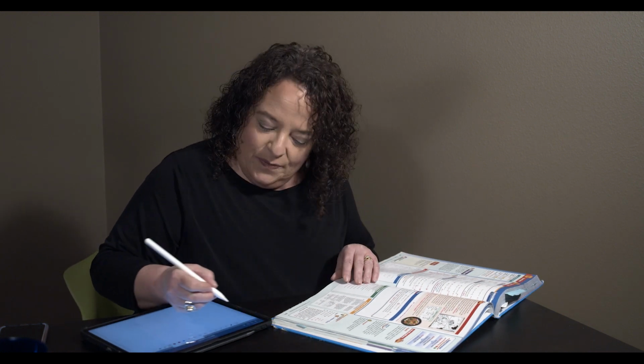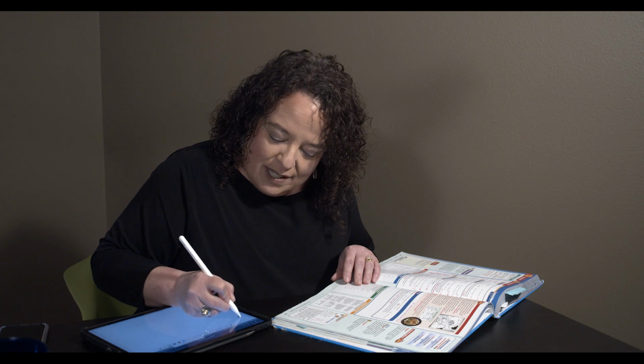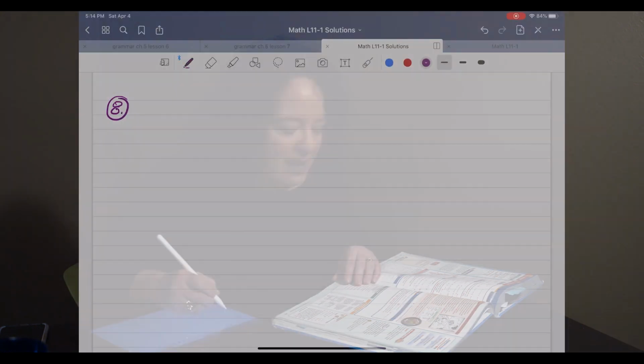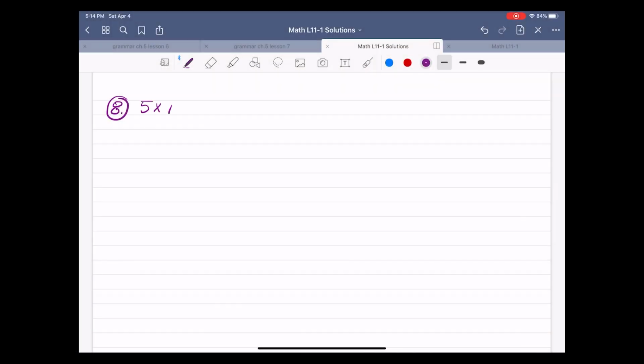Number 8. This was part of your first number for your assignment yesterday, and it is 5x plus 6 equals 41. First I'm going to rewrite the problem, and then I'm going to get rid of my 6. I'm going to use the inverse operation and subtract from both sides. Plus 6 and minus 6 become 0. So I've got 5x equals 41 minus 6.